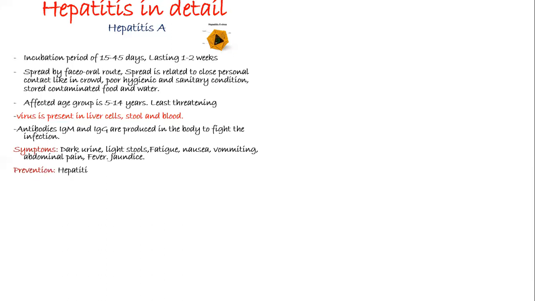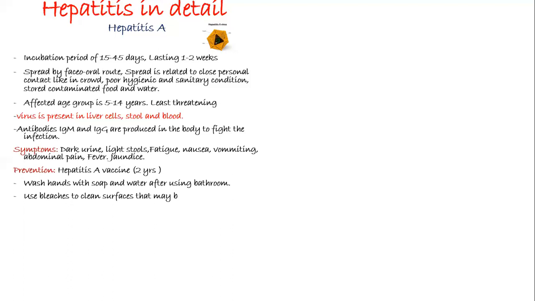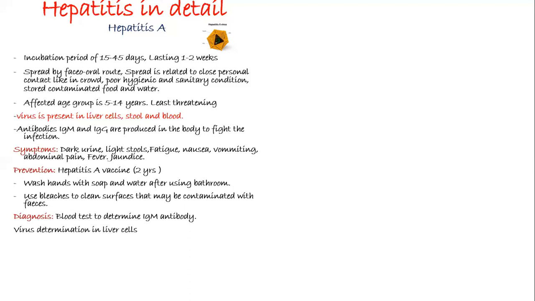How can it be prevented? You have a vaccine for hepatitis A whose lifespan is 2 years. You have to wash your hands with soap and water after using the bathroom. You have to use bleach to clean surfaces that may be contaminated with feces. How are you going to diagnose it? The first is a blood test to determine IgM antibody. Then you can also go for virus determination in the liver cells, blood, stools, and bile.